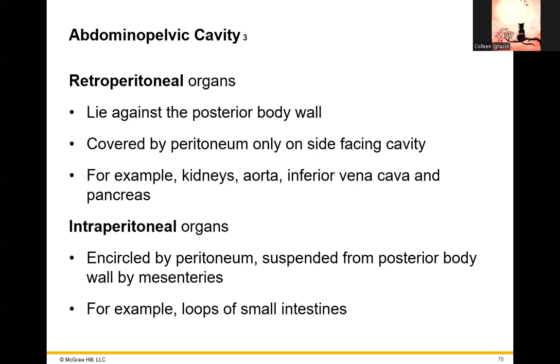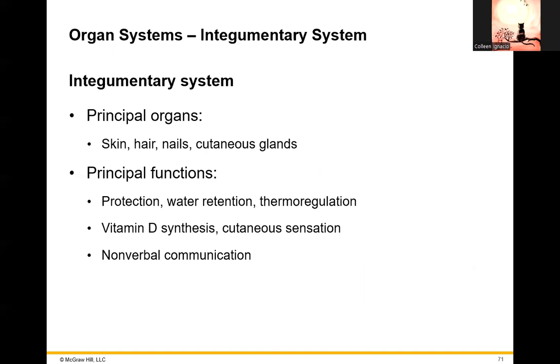Intraperitoneal organs, these are organs that are encircled by the peritoneum, suspended from posterior body wall by mesentery. So this has something, right? The mesentery is connecting it, okay? Now the small intestine has a mesentery, okay? But the kidneys, aorta, inferior vena cava, pancreas, they're not connected by mesenteries, okay?